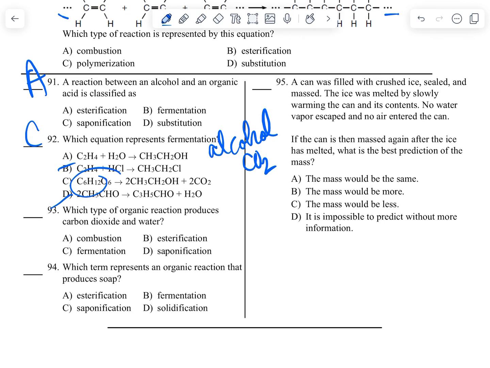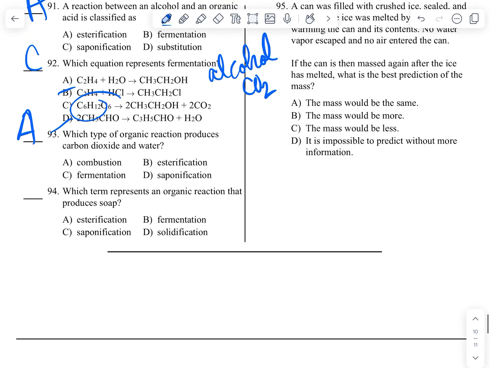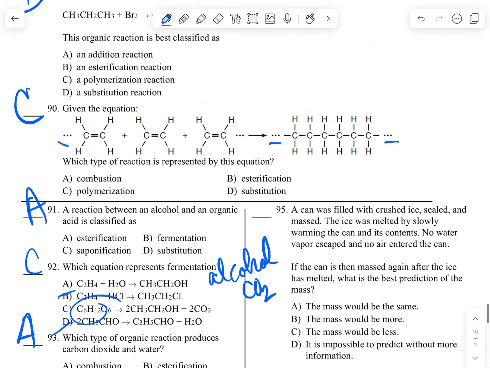What type of organic reaction forms carbon dioxide and water? That's called a combustion reaction, complete combustion. Organic reaction that produces soap: look for the word soap, just a word jumble.